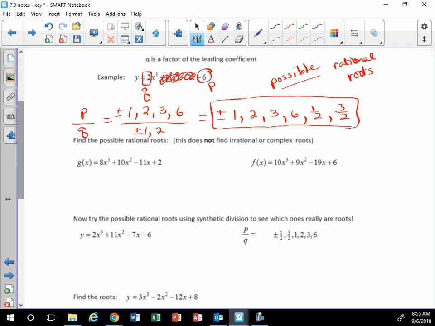All right, so I want you to try this g of x one here. And again, you're just making the list of the p over q's. You can actually try both, g of x and f of x. I'll give you a minute and then I'll put the answers up here for you. P over q, constant over leading coefficient.